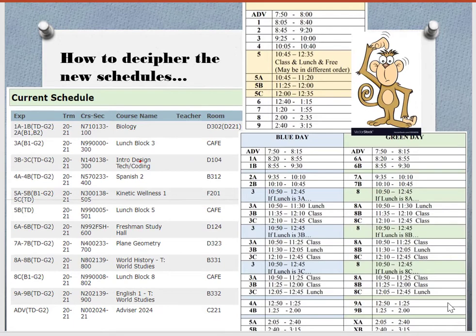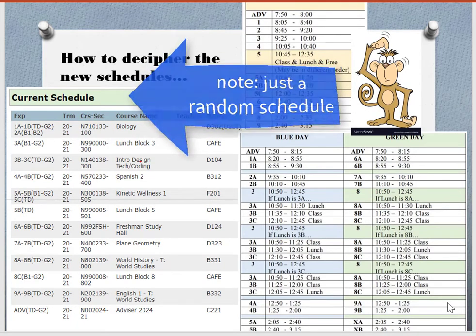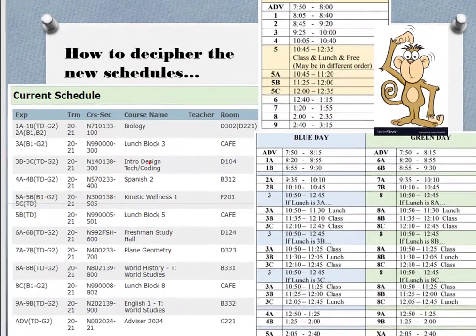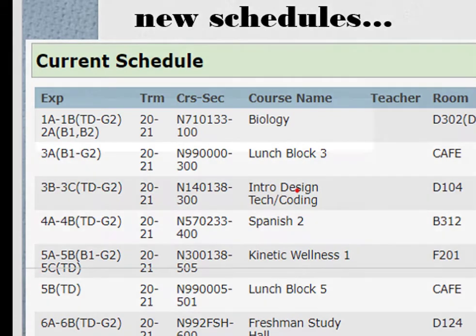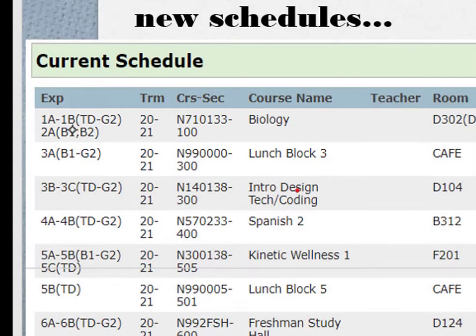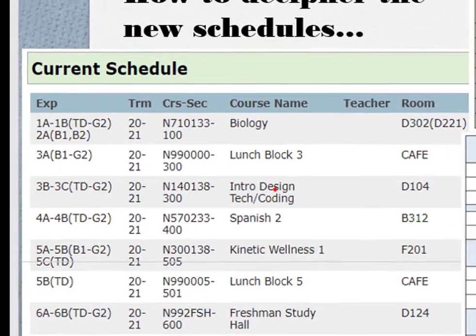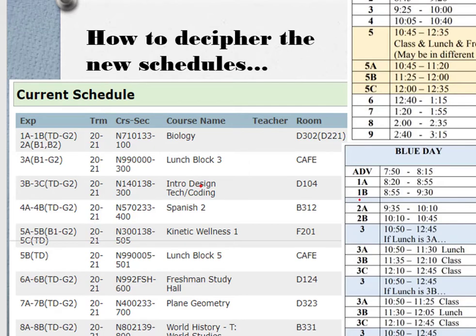Okay, so if you look at the current schedule, it's just a random schedule. First thing you'll notice here is that periods 1 and 2 are biology. So sometimes the science classes are going to take 2 periods. If you look at this, it'll say 1A and 1B right here.